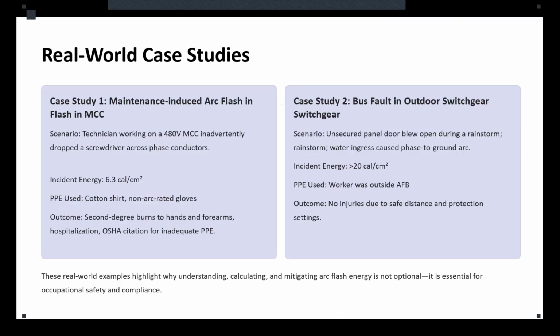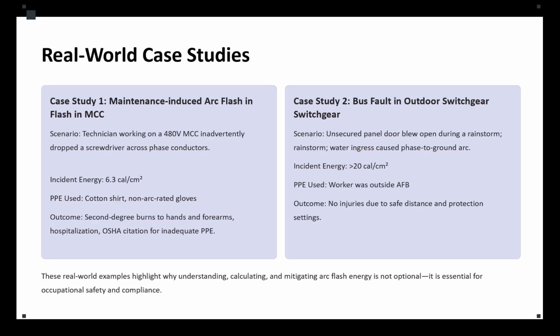Now, let's talk about some real-world case studies of those arc flash events. In this slide, we're going to walk through two actual incidents where arc flash events happened, and we are going to analyze each of them step by step. So we are going to talk about the maintenance-induced arc flash and a bus fault triggered by environmental intrusion.